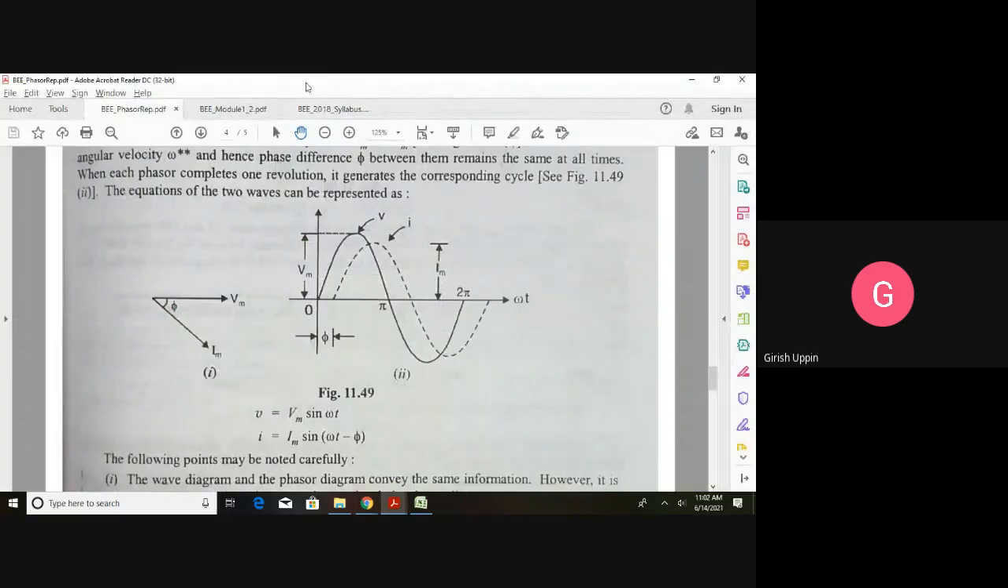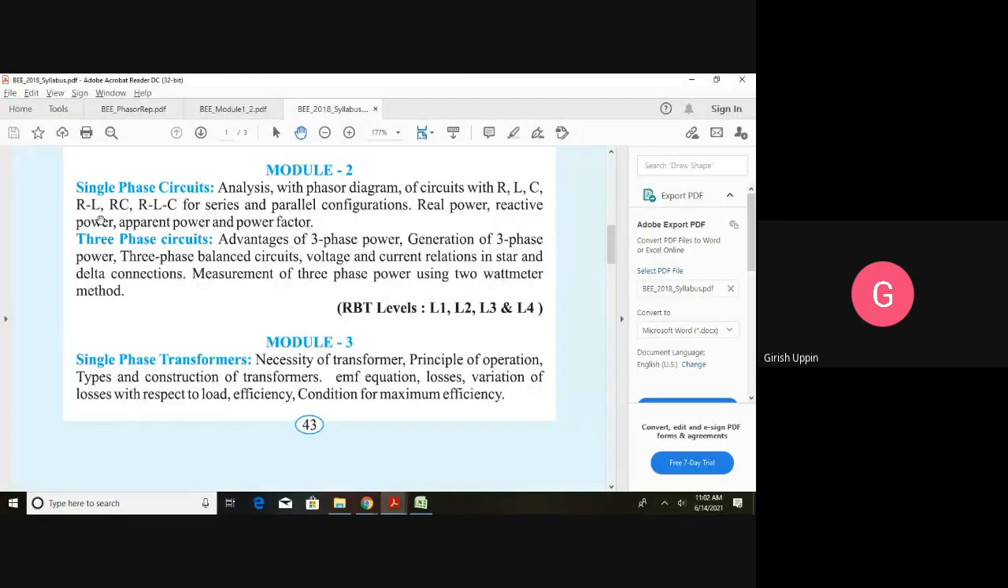Once again, we'll look at the syllabus. In module 2, we have single phase circuits and three phase circuits. In single phase circuits, we have the analysis of the AC circuit with R, L, C, RL, RC, RLC for series and parallel configuration, real power, reactive power, apparent power, and power factor. These are the things you are going to see. From the exam perspective, one of these will definitely be asked. Most likely they will ask L, C, RL, or RC.